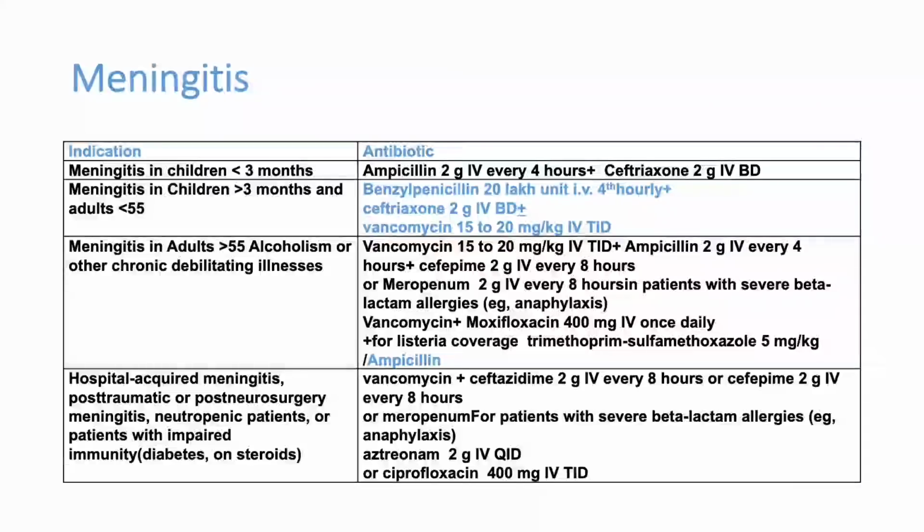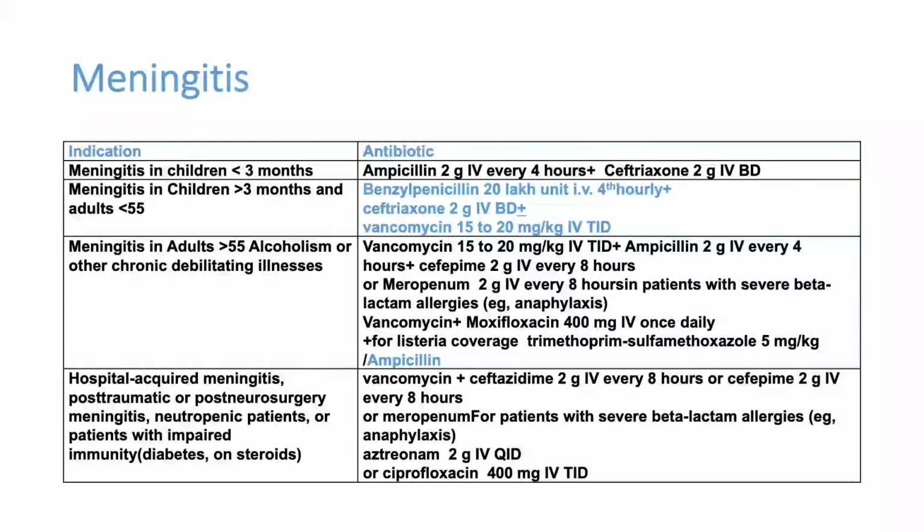Recent guidelines say vancomycin can be given along with ceftriaxone. Vancomycin with ceftriaxone instead of penicillin with ceftriaxone. If the patient is at extremes of age, like a very young child or a very elderly individual, we have to suspect listeria, and we can add ampicillin. Ampicillin 2 gram IV TID or QID can be started in this type of patients.